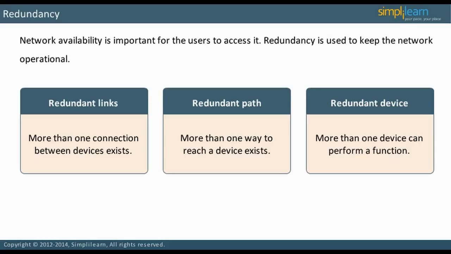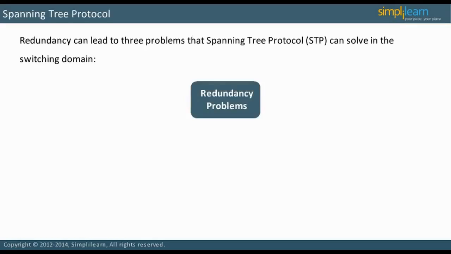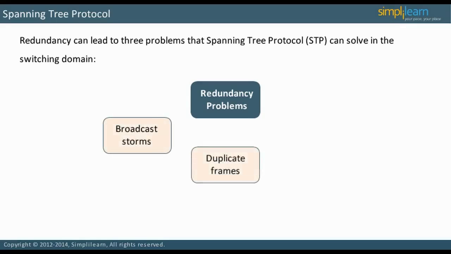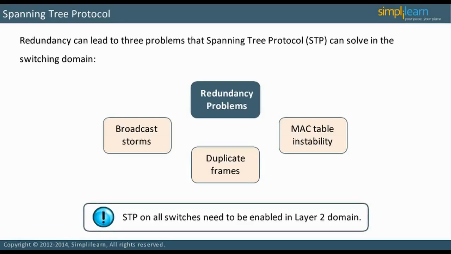Let us discuss spanning tree protocol in the following slide. Redundancy can lead to three problems that spanning tree protocol, STP, can solve in the switching domain, namely broadcast storms, duplicate frames, and MAC table instability. This is because loops form when there are redundant links and redundant paths. Spanning tree is enabled by default for all virtual local area networks, VLANs. Always enable STP on all switches in the Layer 2 domain. If STP is disabled, bridging loops are not detected and prevented.